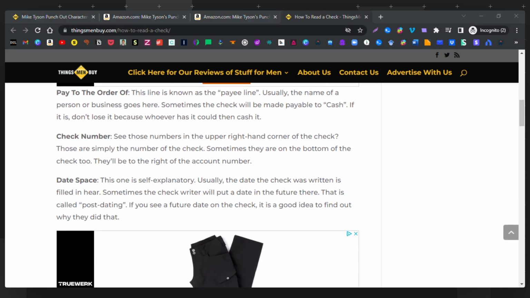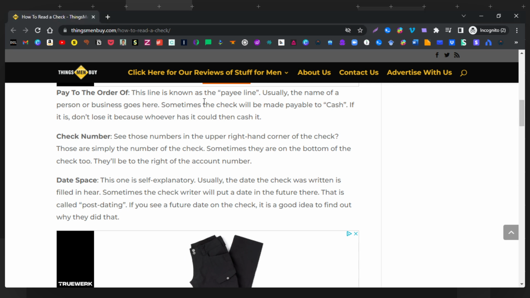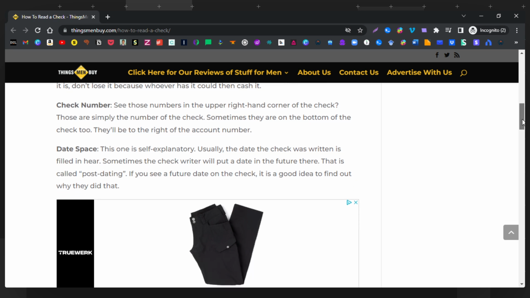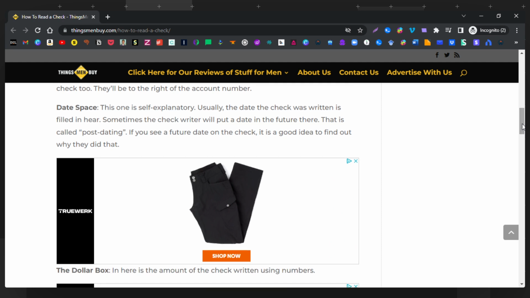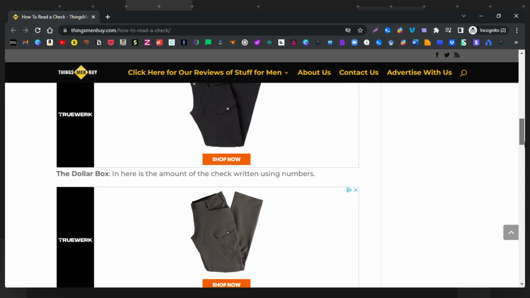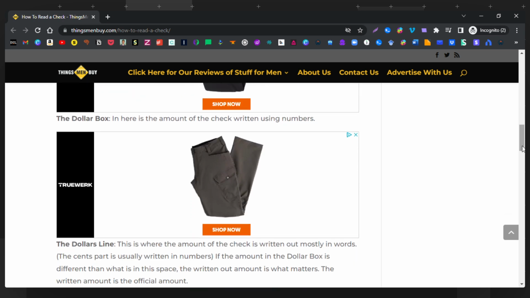And before we scroll down, I want to take a look at this pay to the order of, check number, and date space. So pay to the order of is a line known as the payee line. Usually the name of the person or business goes there. Check number is the number in the upper right corner of the check. Now this is the number that the check is. We don't ever want to do duplicate checks. So it's important that every check has a different number. Okay. Date space. This is self-explanatory. The date of the check. And if you've written anything, you know what to put in the date space.